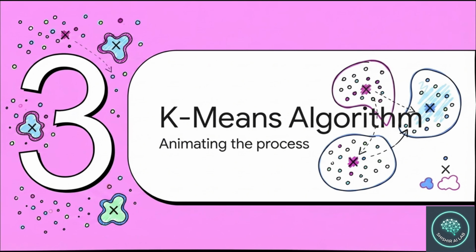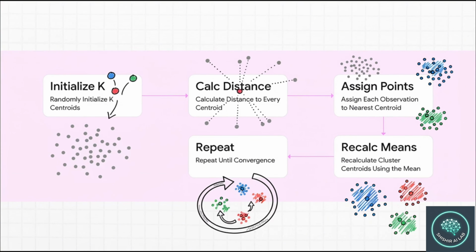Part 3. The k-means algorithm. Animating the clustering process. All right, with our space measured and scaled, we assume there's a set number of groups. We call that k, and we need to find a representative center for each. Imagine our data is just a massive cloud of gray dots. Step 1, we randomly drop k number of colored center points, called centroids, right into that cloud.